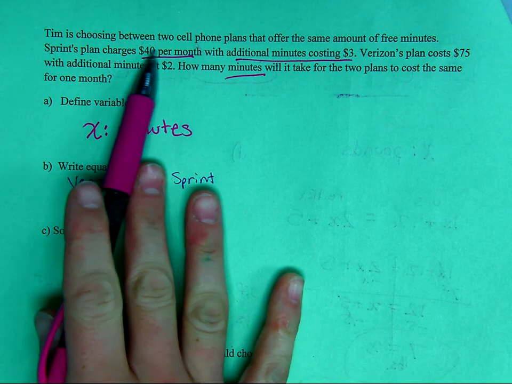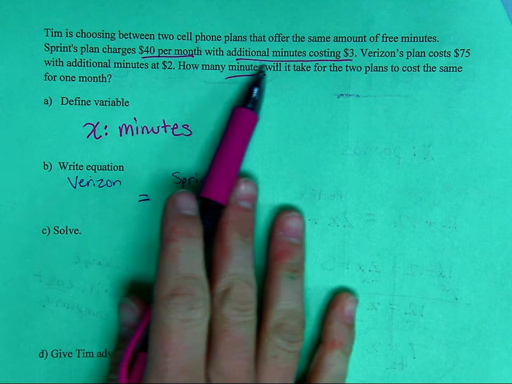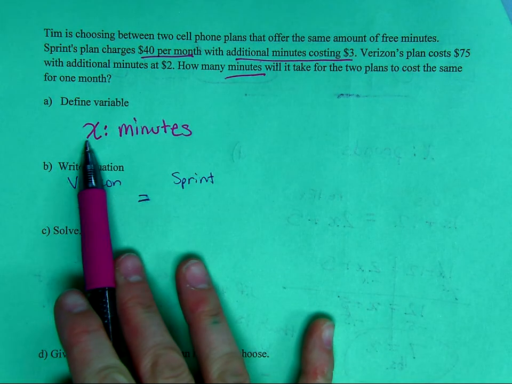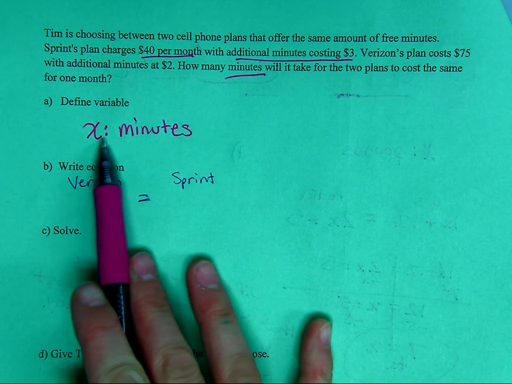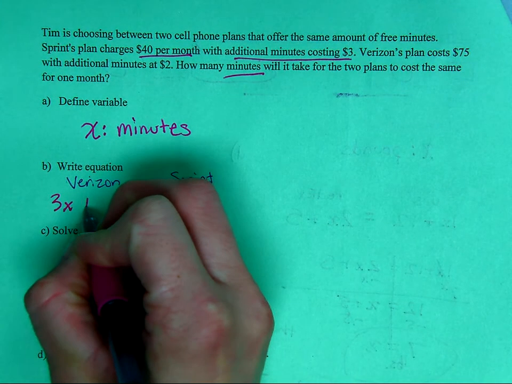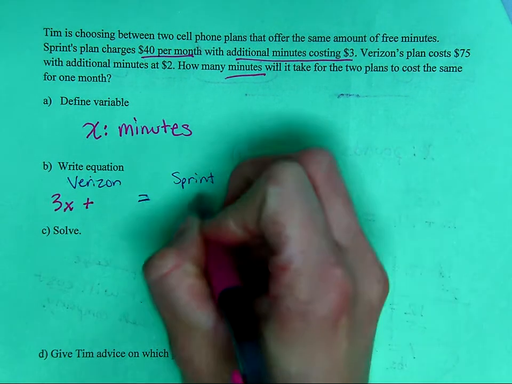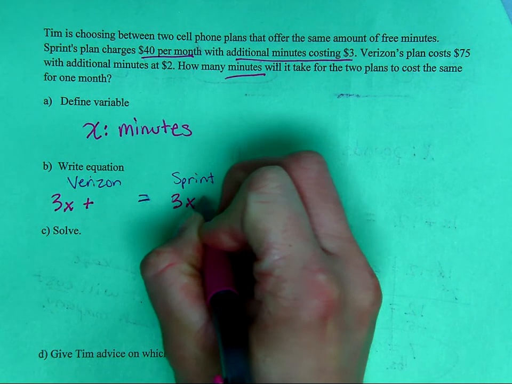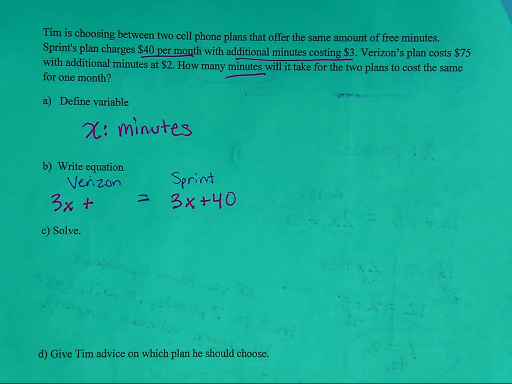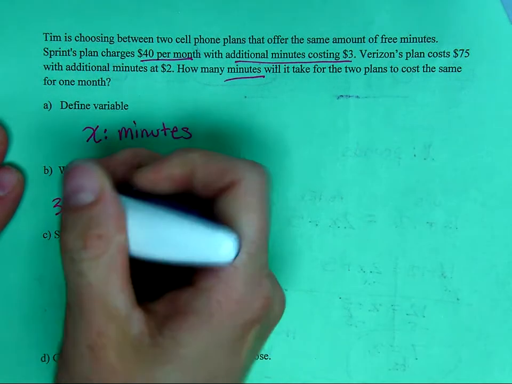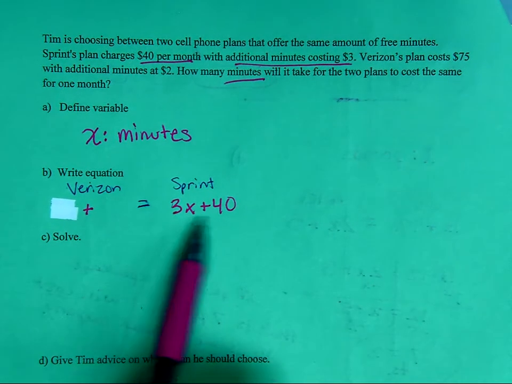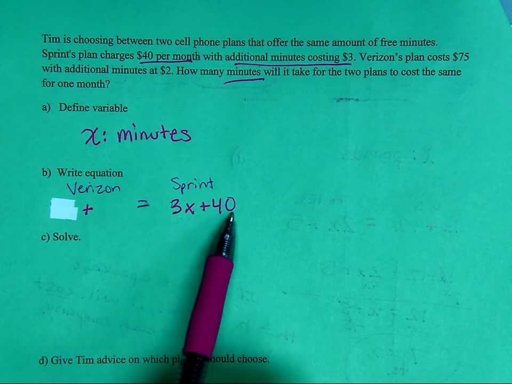Just one time, I have to pay that in a month. Where the $3 I have to pay for every single minute, which I don't know how many of those I have. So 3x plus, that's for Sprint, 3x plus 40. Gotta erase that. Okay, and same thing here, you could have 40 plus 3x, and that's the same thing.